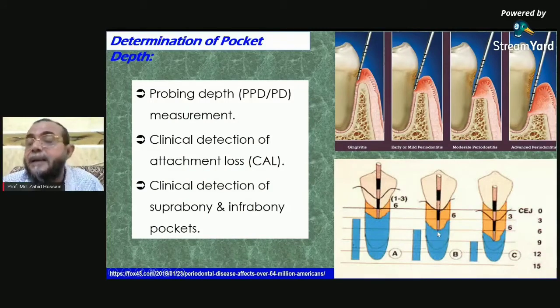Third one, there's recession present. The gingival margin has receded, and you can see the visible recession. If you insert and find 6 millimeter, the probing depth is from the gingival margin to the base of the pocket, and recession is from the cementoenamel junction to the gingival margin. So you have to add the two distances. Where visible recession is present, probing depth plus gingival recession equals clinical attachment loss. So there are three methods to measure clinical attachment loss. Remember this. If you cannot understand, please contact me again.